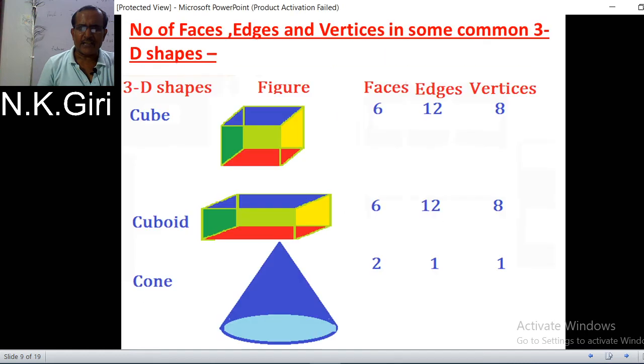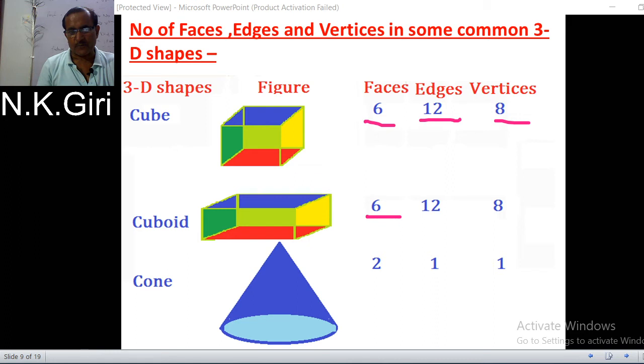Number of faces, edges and vertices in some common three-dimensional shapes. Now cube, it is a cube, has 6 faces. We have to count as in the last figure, and in the cuboid we also count. It has 6 faces, 12 edges and 8 vertices. Now a cuboid also has 6 faces, 12 edges and 8 vertices.